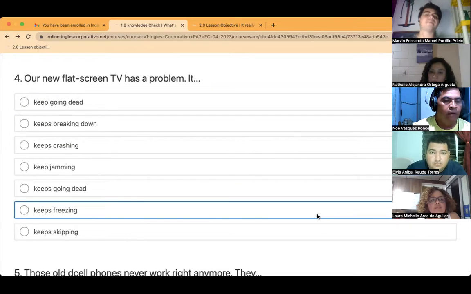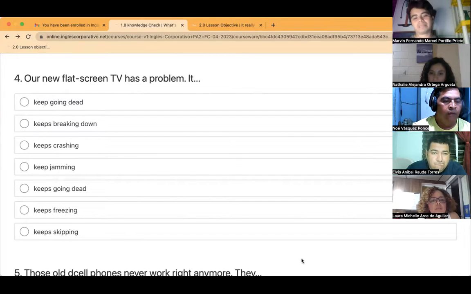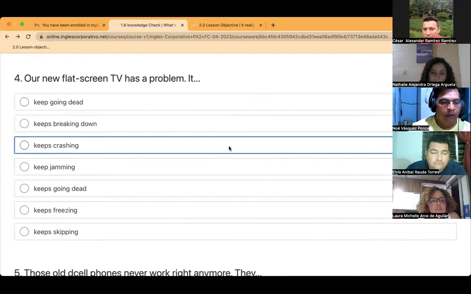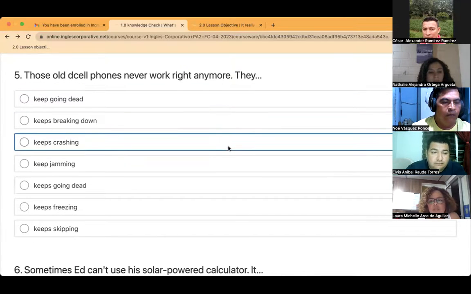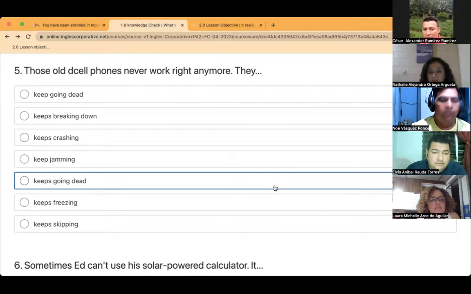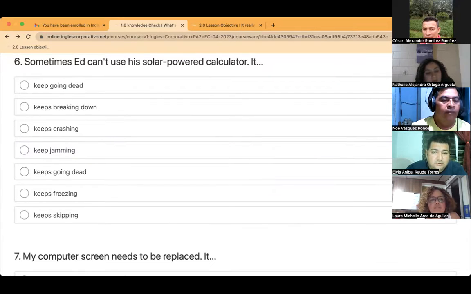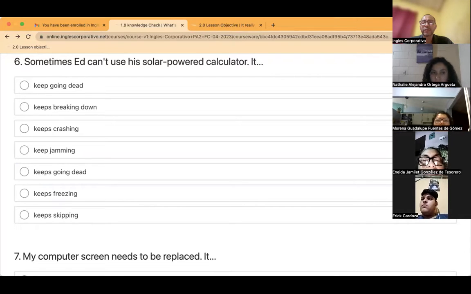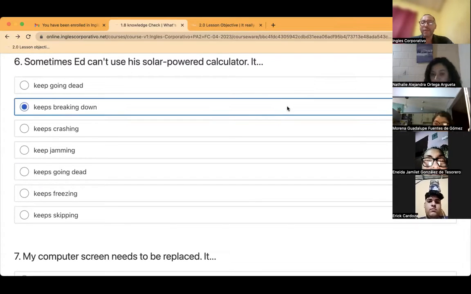A new flat screen TV has a problem. It, let me see. Number 4. Breaking down. It keeps crashing. Crashing. I see a lot of crashing. Okay. Maybe not crashing, but we try. Okay. What about number 5? Those old cell phones never work right anymore. They keep going dead. Okay. All right. Let's try. Continue. Number 6. Sometimes Ed can't use his solar powered calculator. It keeps breaking down. Okay, good.